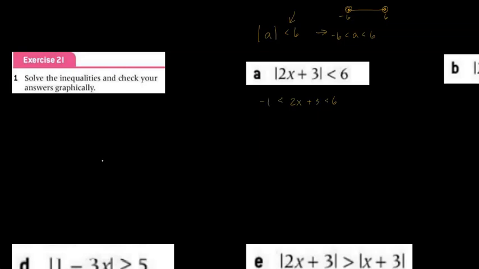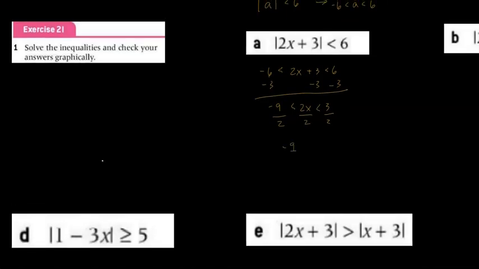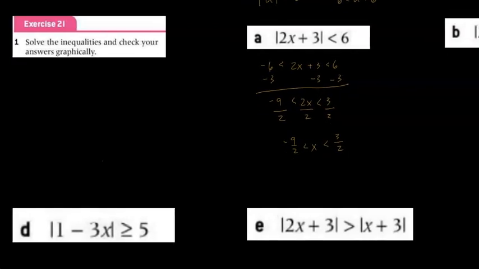Ba-bam. Ba-bam. And this is a compound inequality, and all we have to do is solve it. 3, negative 9. And negative 9 halves less than x is less than 3 halves. It wants me to check it graphically. Okay? So let's go ahead and check it graphically.